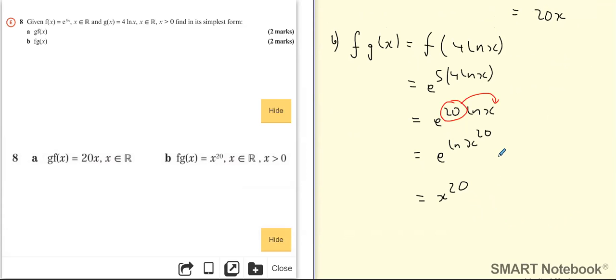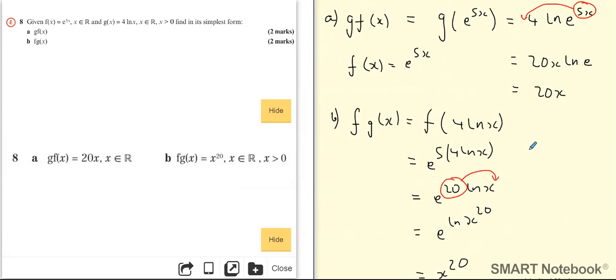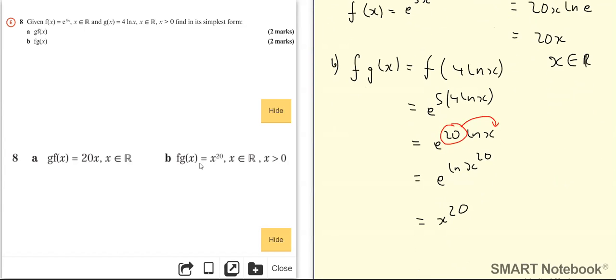One thing I should have mentioned here is your domain for part A and part B. Now, if we are substituting x values from f into g, the x values for f can be any real values. That's why x can be any real value. Whereas in part B, we are substituting x values from g. And x values in here have to be greater than 0. So that's why we have got x is greater than 0 and x can be an element of reals.